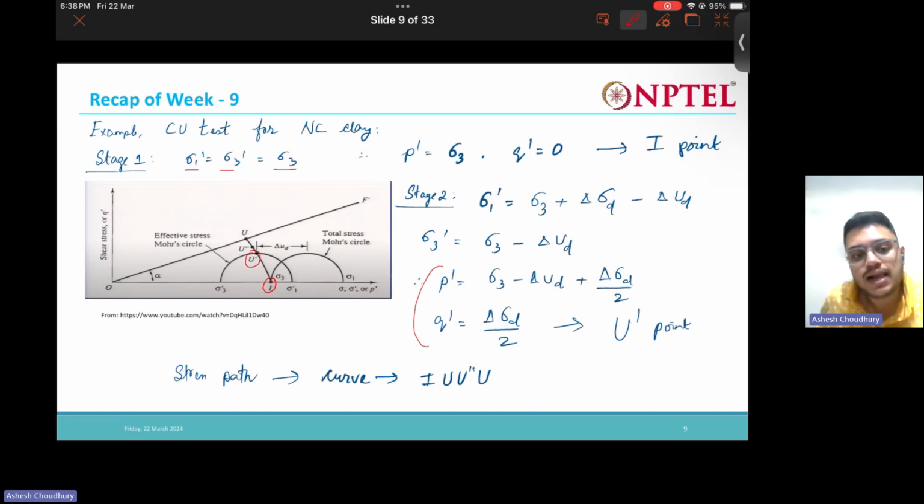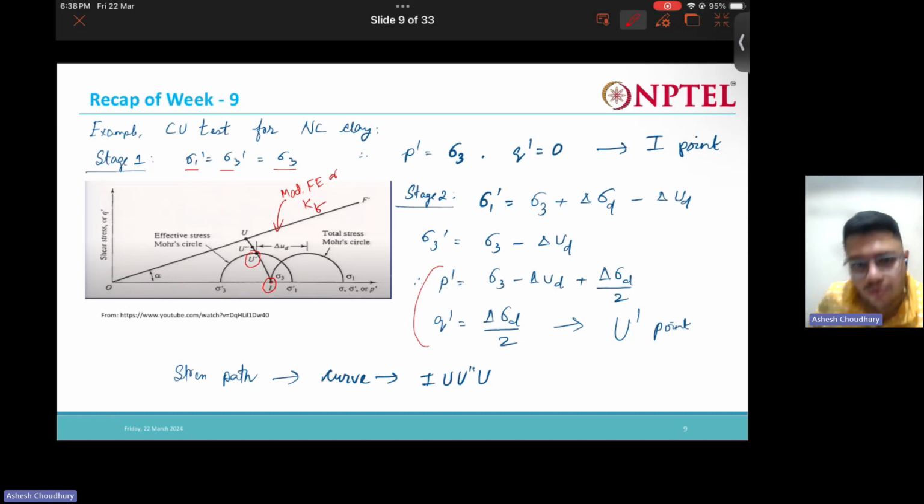Okay, that is the what? It is the modified failure envelope, right? This is the modified failure envelope or KF line. Right, this is the modified failure envelope or the KF line, isn't it? So here obviously it's going to go and touch that point. Okay.